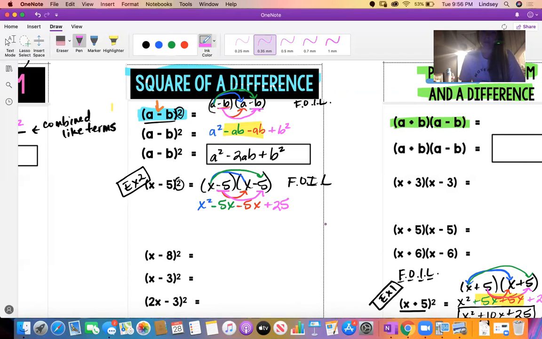All right, combine like terms. Negative 5x and negative 5x, that's going to give me negative 10x. And then I just bring down my other terms that I did not change. And there I have it.